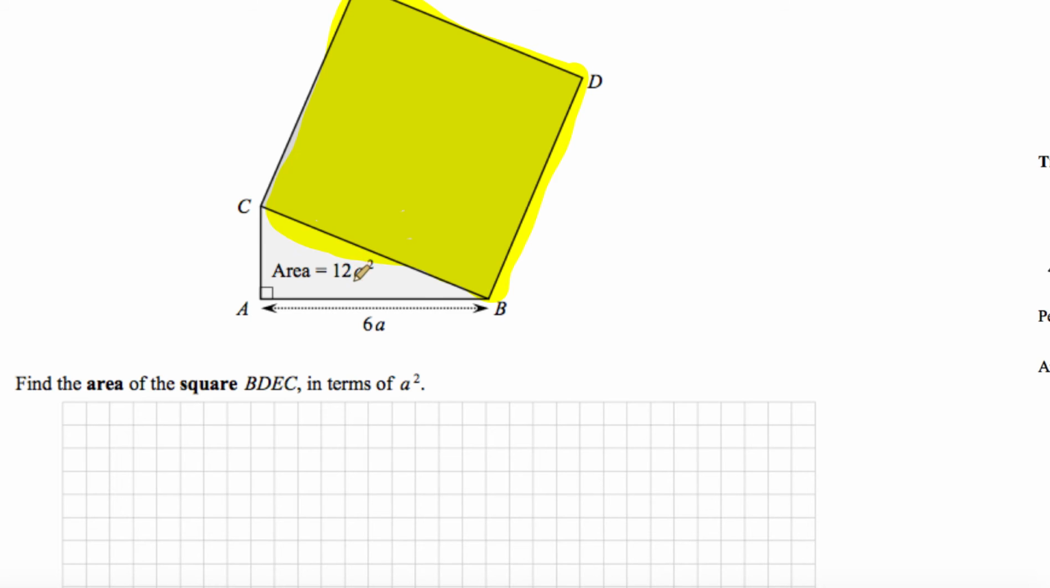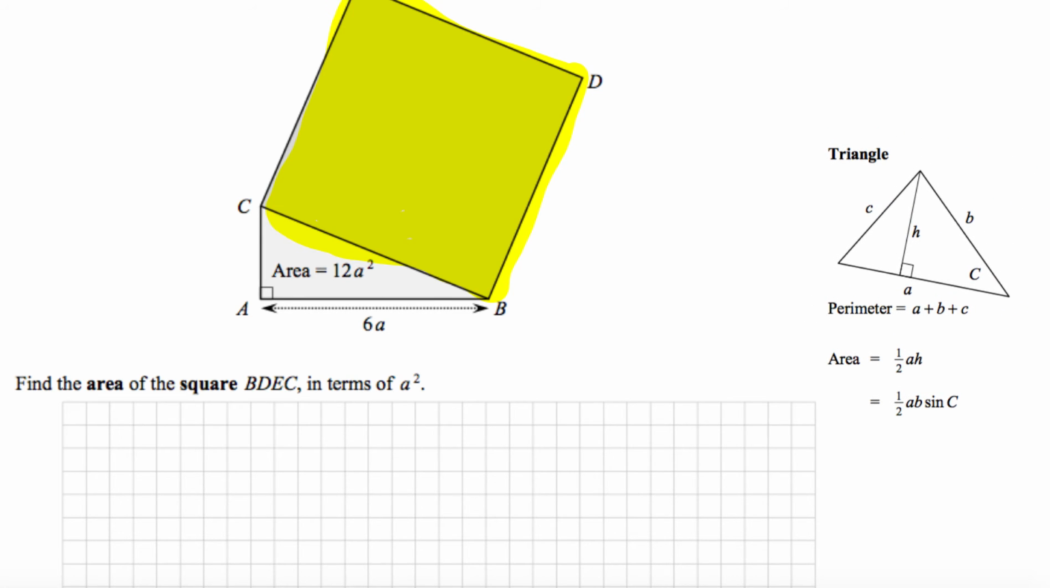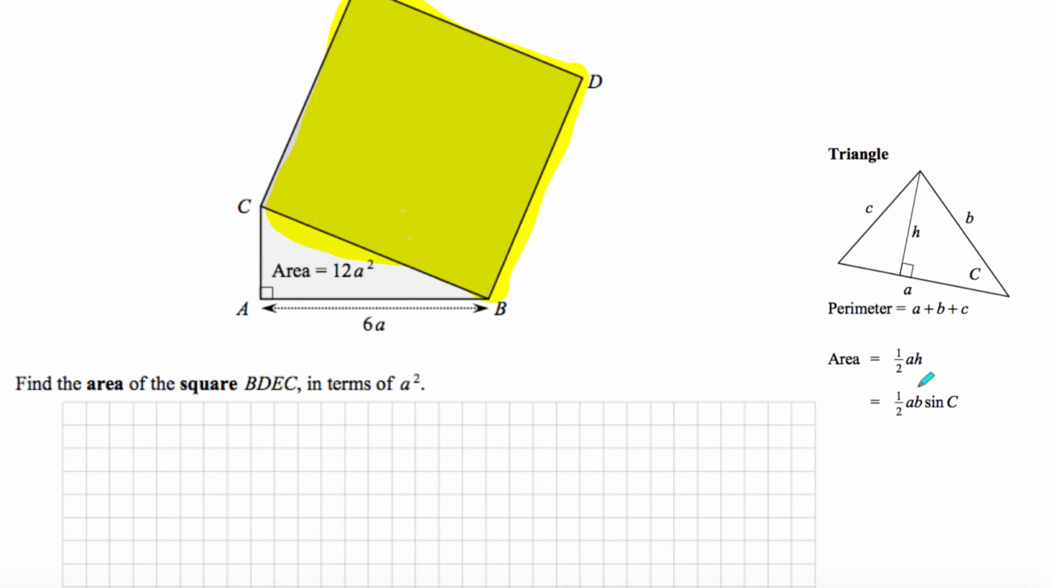So what do they tell us? Well, they tell us the area of the triangle is 12a squared. Now, the formula for the area of a triangle is in your tables book. There are a few formulas for it, but the one we're going to use is this. The area of a triangle is a half AH, where A is the base and H is the perpendicular height. So we're going to set up this equation.